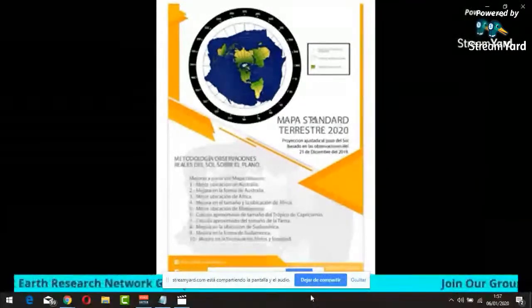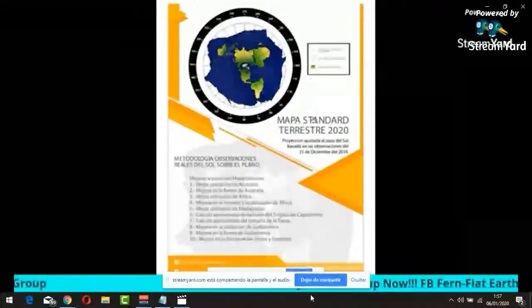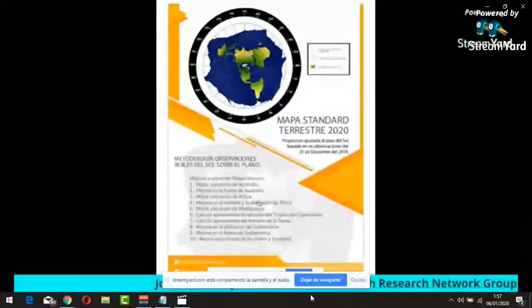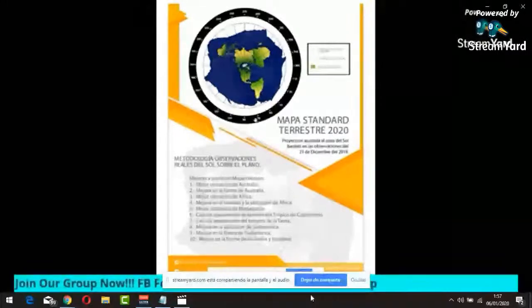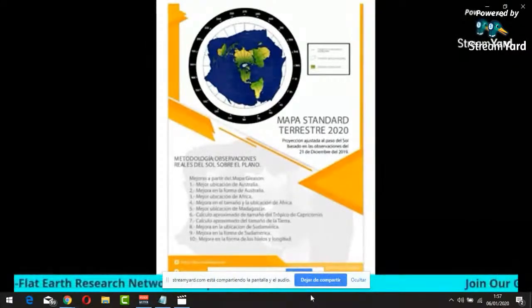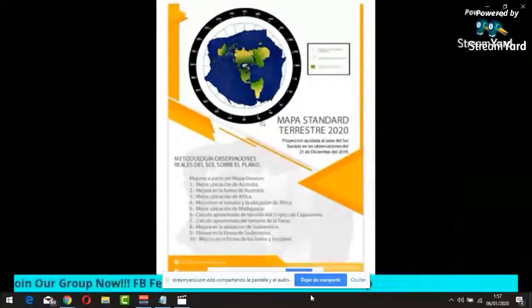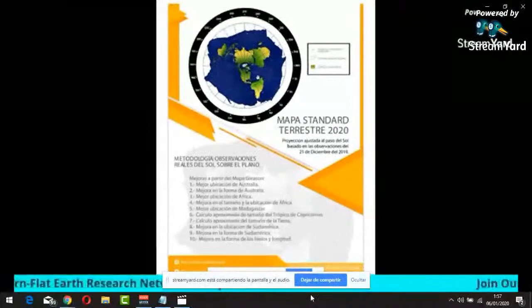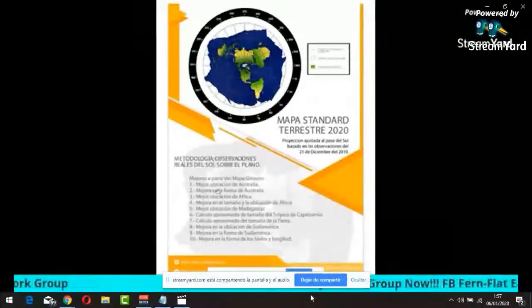It looks very similar to Gleason. It's not because it's based on Gleason. It's because Gleason is probably very close to the real observation of the flat map. This is not a copy. This is a new map. We improved 10 positions from the Gleason map.